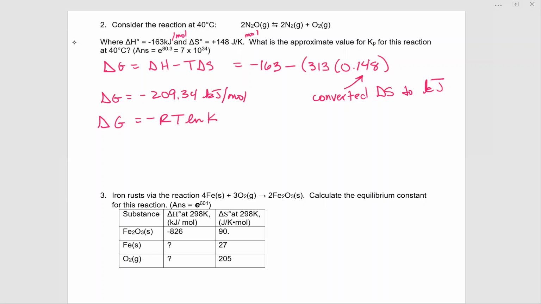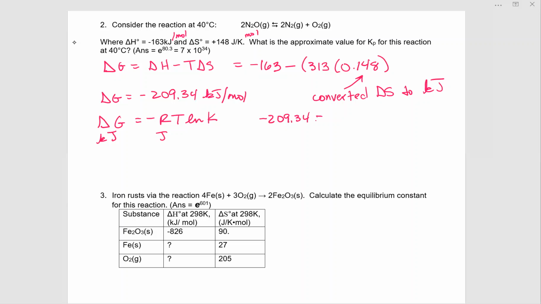Once again, I'm going to have to keep track of what's going on in the units, because delta G, I've just figured it out in kilojoules, but my R value is in units of joules. So I need to get everything into the same units. You can convert one or the other. I'm going to choose to convert my value of R to a kilojoules value. So I'm going to stick with kilojoules.